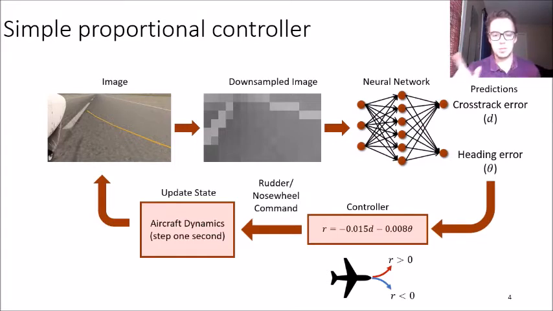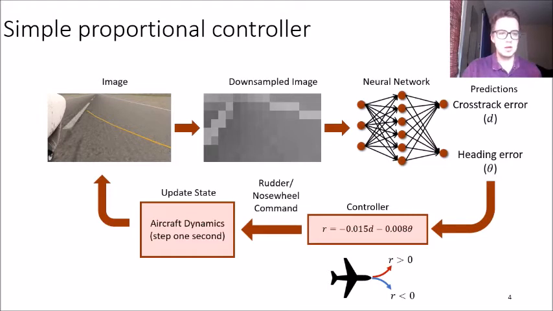And so we came up with this simple proportional control law, where the output is the rudder or nose wheel command. In this talk we'll really just be focused on, given this downsampled image, what would the rudder output be? But in reality, there's an intermediate step of predicting these cross-track and heading error positions. And this rudder command is what steers the aircraft. A positive rudder command would steer the aircraft more towards the left, and a negative one would make the aircraft turn more towards the right. And this is at a frequency of once per second.